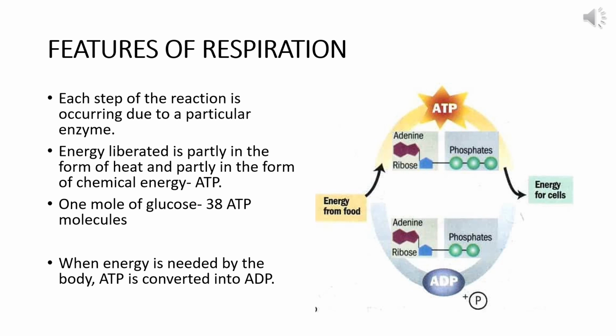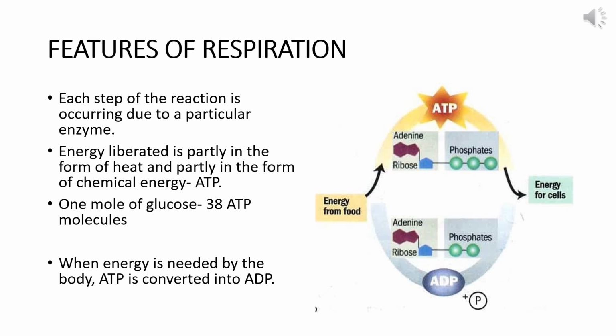The energy that is liberated is partly in the form of heat and partly in the chemical form, that is ATP. Now if I am considering 1 mole of glucose, or 1 molecule of glucose, that is C6H12O6, if that glucose is completely broken down in the presence of oxygen, that is, the whole reactions of glycolysis and Krebs cycle have been completed, then 38 ATP molecules will be produced.